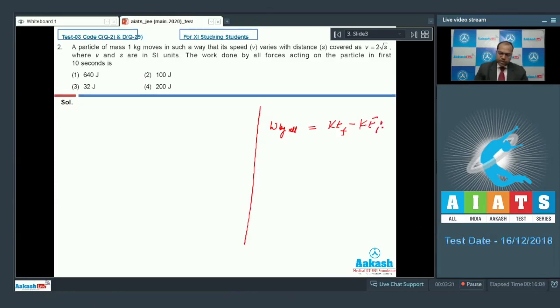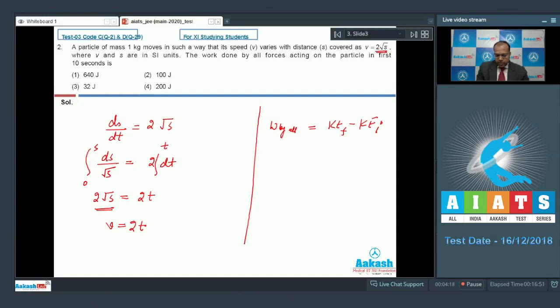Now I have to write what is the kinetic energy. It is given that v is equal to 2 times under root s, or I can write ds by dt is equal to 2 times under root s. Or from here I can write ds by root s is equal to 2 times dt. So at t equal to 0, s is 0, and at any time t, s is s. So this will give 2 root s is equal to 2 into t. So we know that v is equal to 2 root s, so this is equal to v. So v as a function of time is equal to 2t.